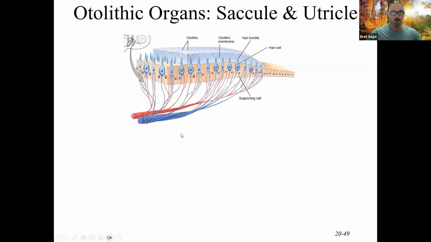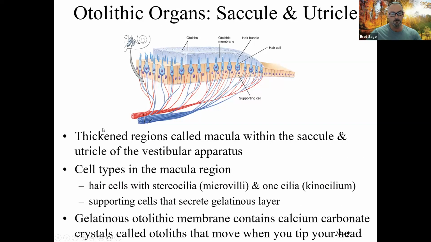Okay, a little bit more about the saccule and utricle, our sense of balance. Now, these are called otoliths, which means ear rocks, and you actually have little tiny rocks inside your head. These rocks, or otoliths, are heavier than the surrounding fluid and respond to gravity. It's thickened regions called the macula within the saccule and utricle of the vestibular apparatus.